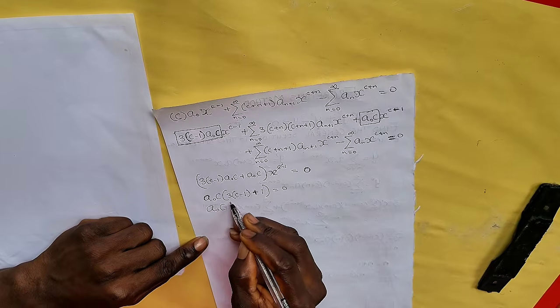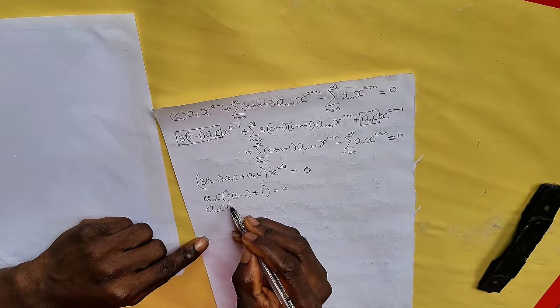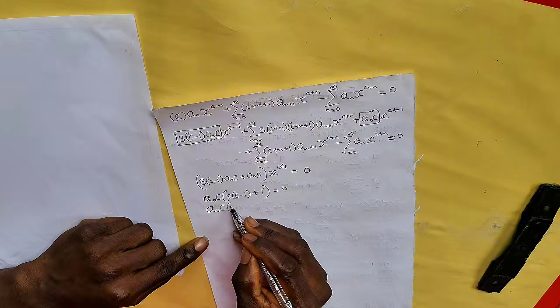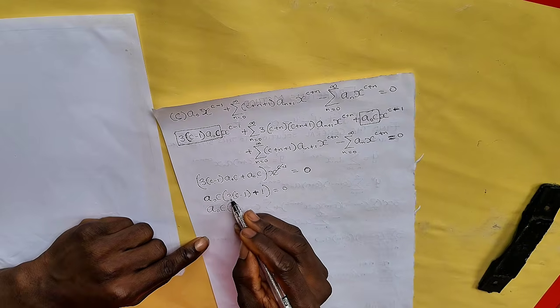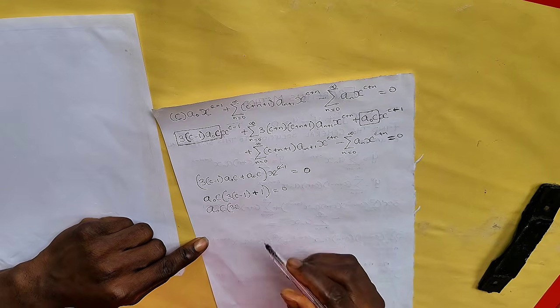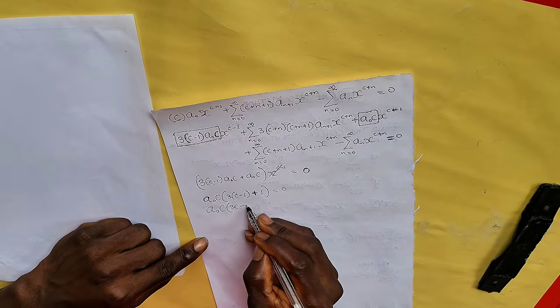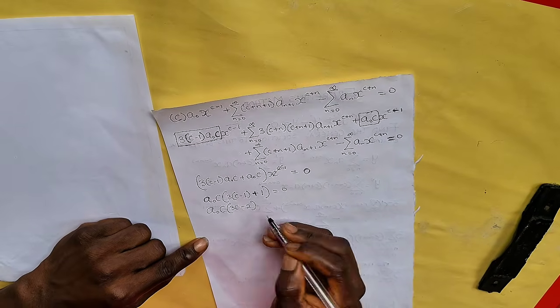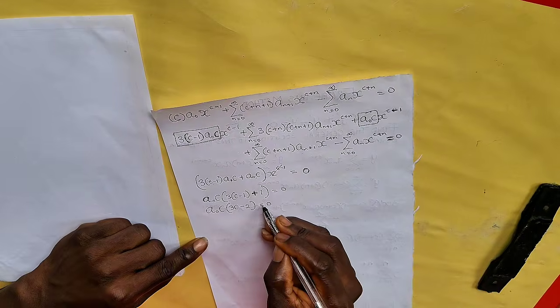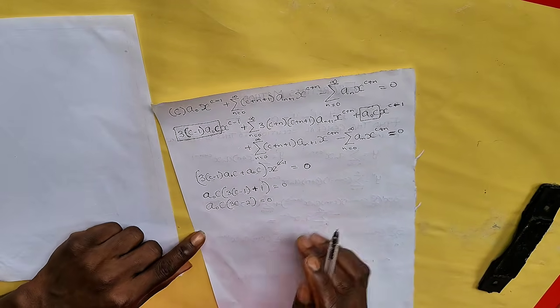Basically, let me expand this bracket inside. I'm going to have 3c, right? So 3c, and 3 times minus 1 will give me minus 3. Then minus 3 plus 1 will give me minus 2. You can look at that carefully and you'll see what we did there.